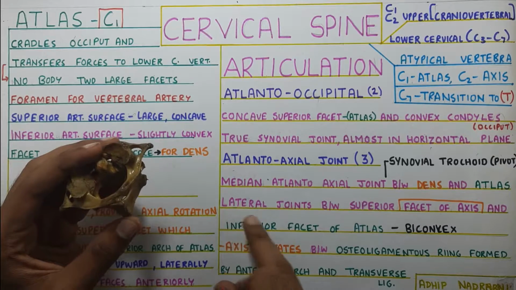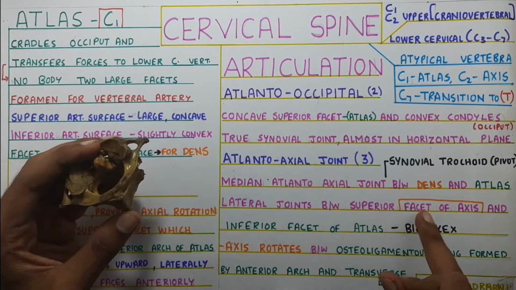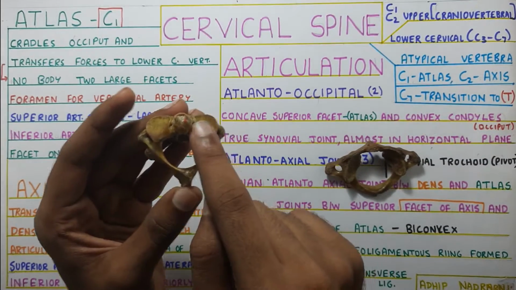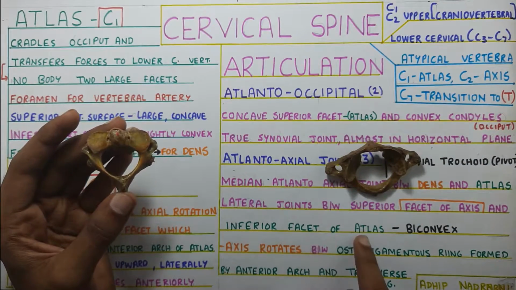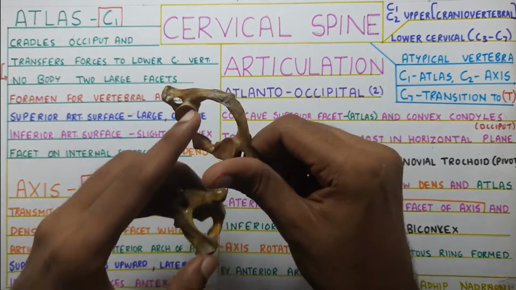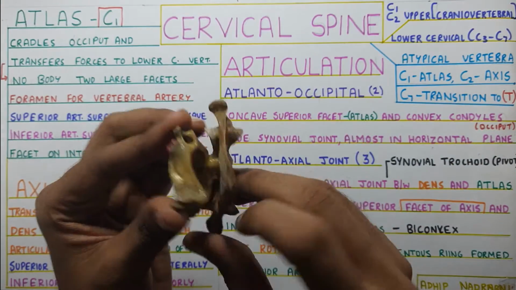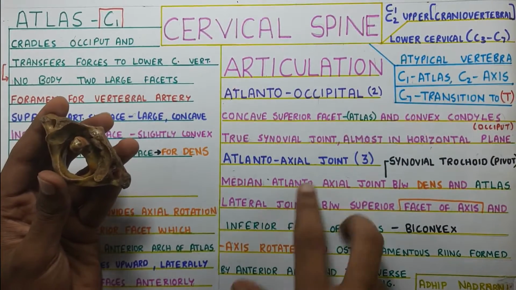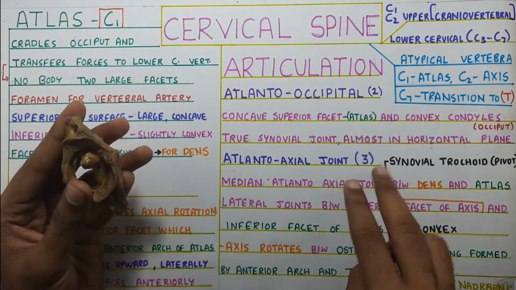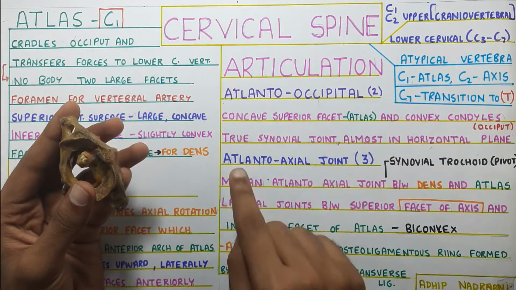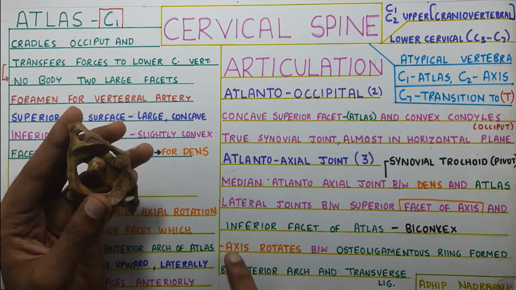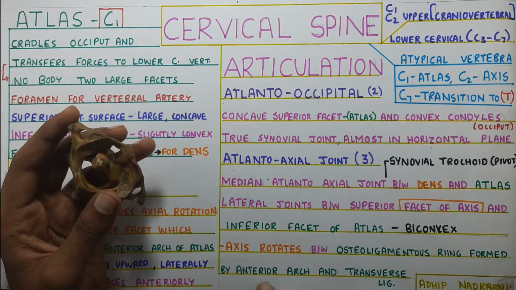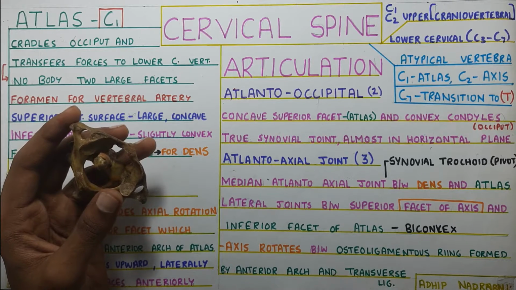Next one is the lateral joints between the superior facets of the axis and the inferior facets of the atlas. This is the atlas, these are the two inferior facets. They'll sit right on top of each other like this, and these are the other two. So total 1, 2, and the median only one is there, right? So there are the three articulations that are happening at the Atlanto-axial joint. Now the axis rotates between the osteoligamentous ring that is formed by the anterior arch and the transverse ligament.